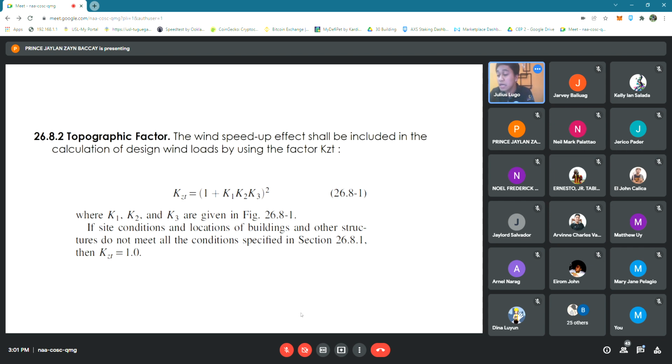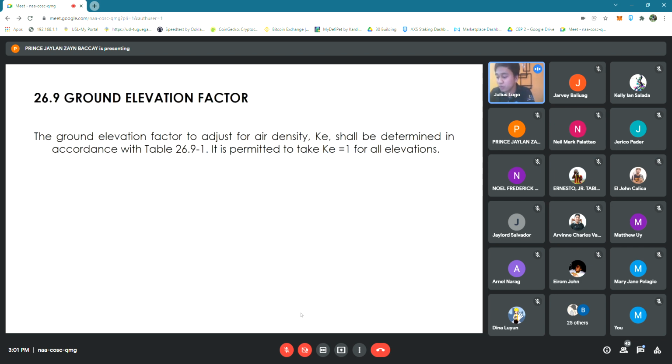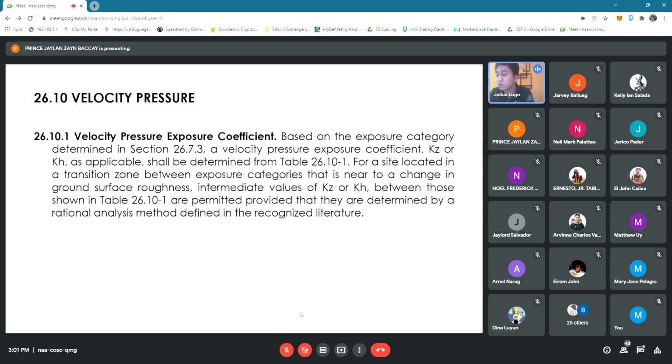Okay, next, ground elevation factor naman tayo. Okay, 26.9. Ito used for adjustments lang of air density. So yung KE natin is permitted to be taken as 1. Pero if specified by the code, gagamit tayo ng table 26.9-1. So gagamit tayo ng table to identify your KE. I think I put the KE table in here. Okay, so next slide will be the velocity pressure exposure coefficient. So ito yung KZ or KH natin.